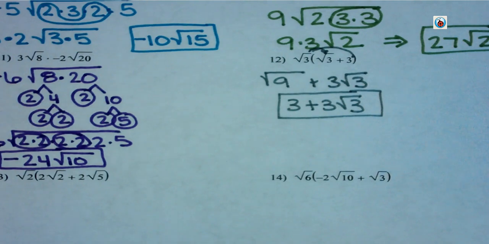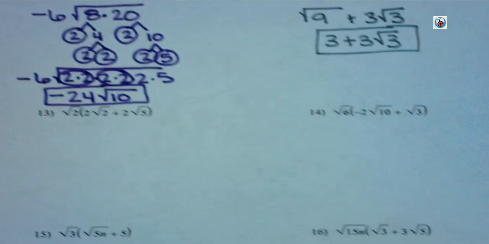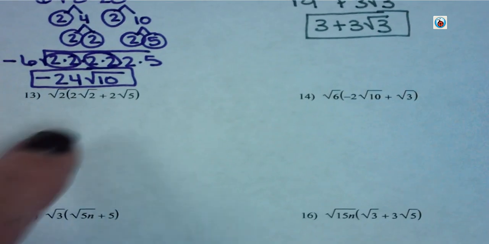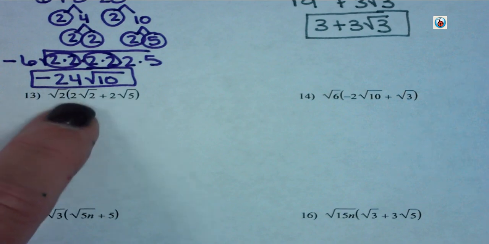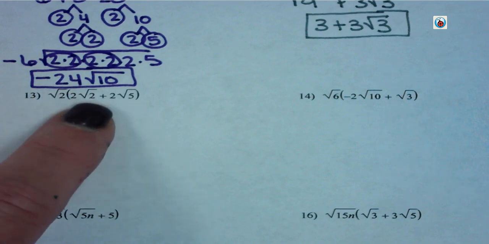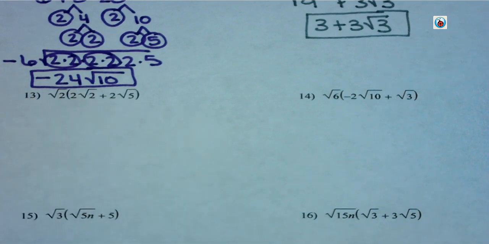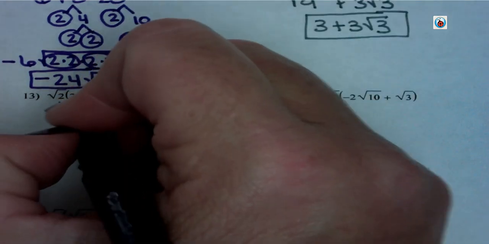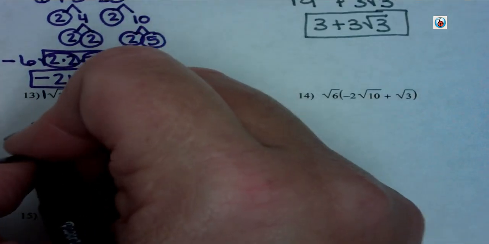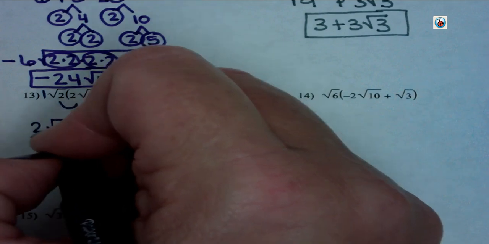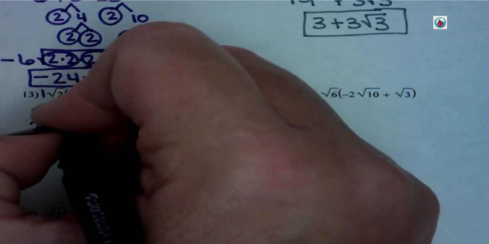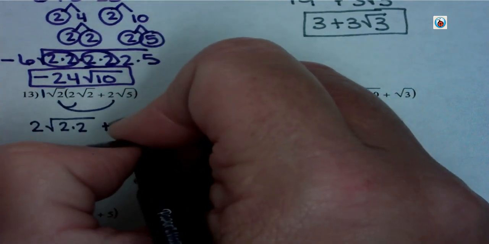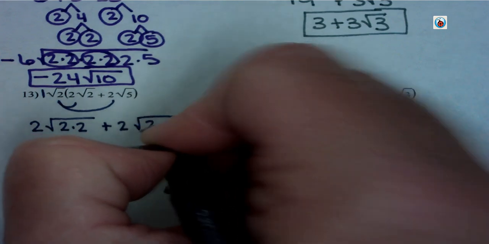Let's do another one like that because that one's kind of hard. Look at 13. Okay, so square root of 2 is on the inside. 2 is on the outside and square root of 2 is on the inside. So we're going to distribute. So I'm going to write a 1 here. So I have 2 radical 2 times 2 plus 2 radical 2 times 5.